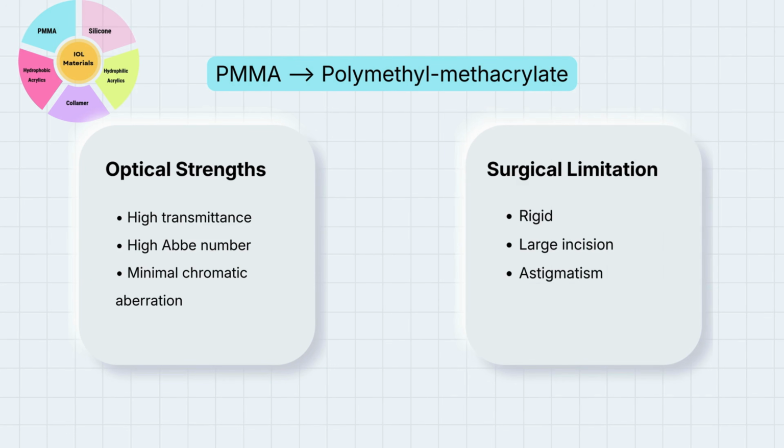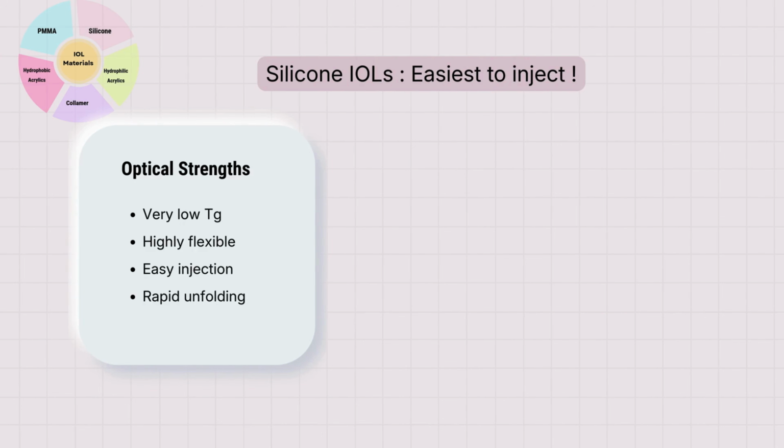However, the problem with PMMA is that it is rigid. It is non-foldable, it requires larger incisions leading to surgically induced astigmatism, and there are problems associated with healing. So PMMA represents the optical gold standard but the surgical limitation.